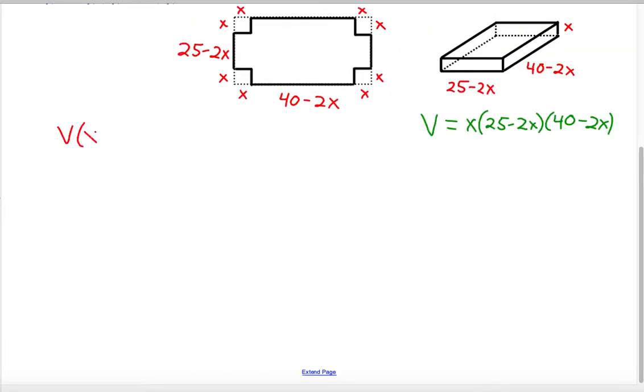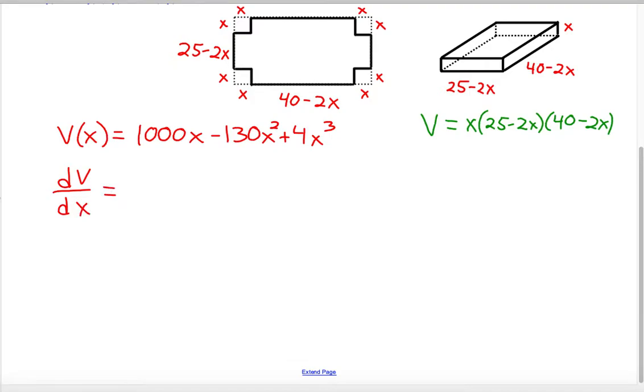We're going to write a function in terms of x. And if I multiply that out, let's see, I'm going to have 25 times 40 is 1,000, so we're going to have 1,000x. And then we're going to have negative 80 and negative 50, so negative 130x squared. And then plus 4x cubed. So now we want to find the derivative of volume with respect to x. I'll switch the order here, so we're going to have 12x squared minus 260x plus 1,000.